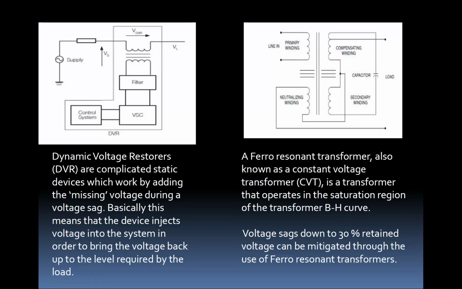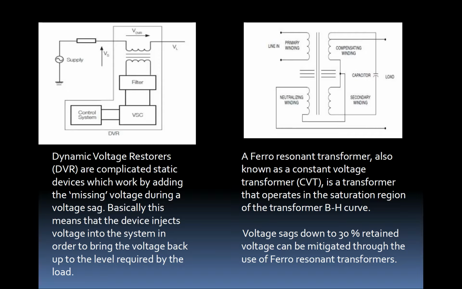There are two types of solutions that we can suggest. One is the dynamic voltage restorer (DVR), a static device that adds the missing voltage during the voltage sag activities. Basically, this means it injects voltage, like a UPS. When the voltage has this abnormality, it brings it back to the normal or acceptable level.